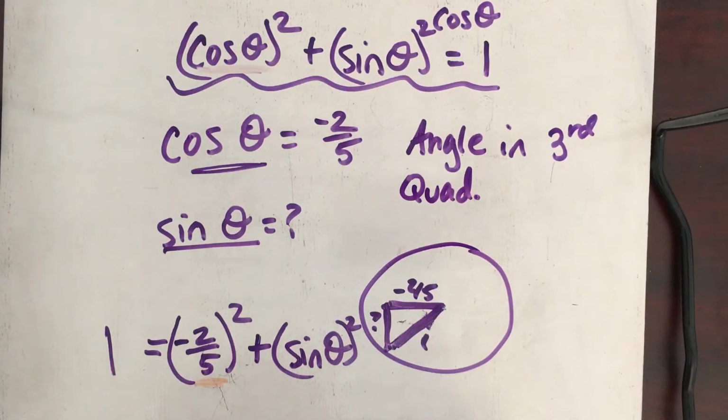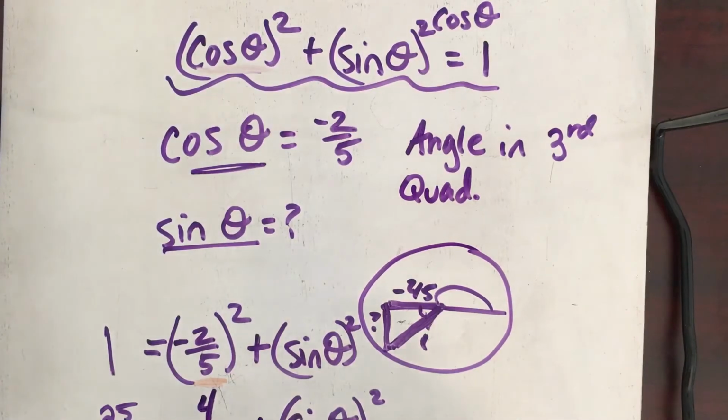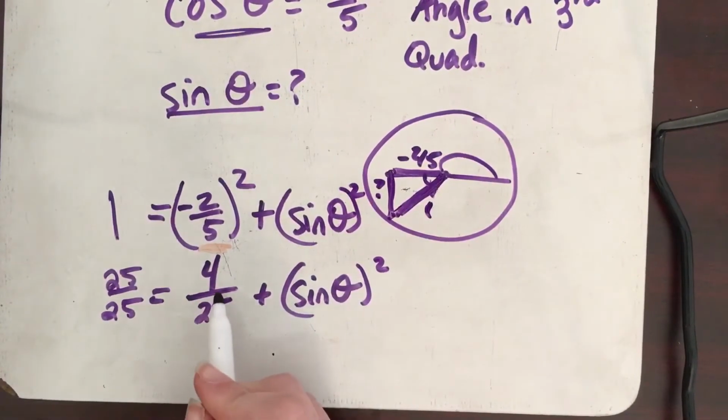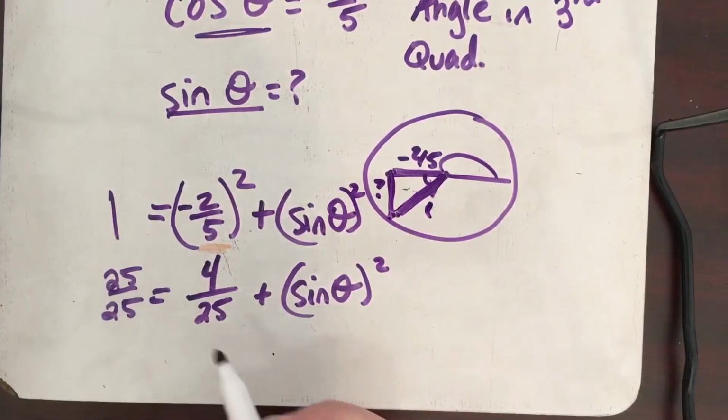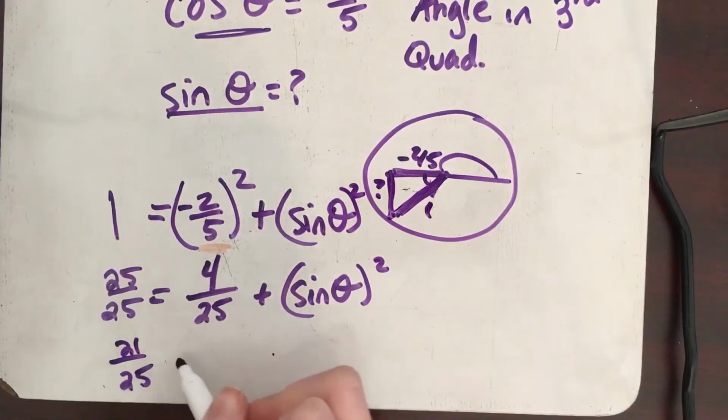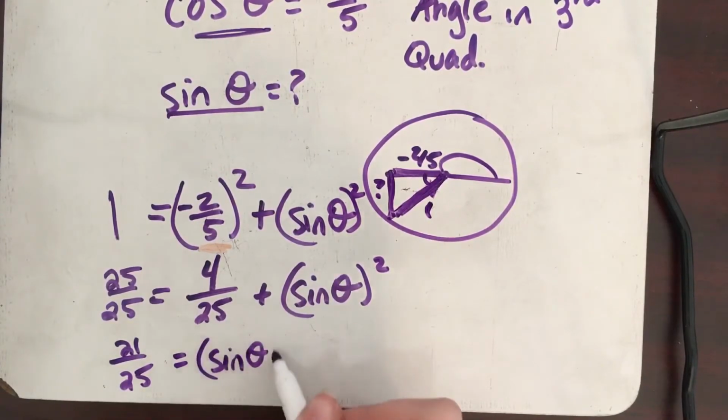So again, I'm going to do this without a calculator and without making things into decimals, just so we can be a little bit more precise. So -2 squared would be a 4. 5 squared is going to be 25, plus our sine of theta squared, which again, I'm just trying to find sine, which is the height, so I really don't need to know what this entire big angle is. It's going to equal 1, or I'm going to say 25/25. So if I take away 4/25 from 25/25, I'd have 21/25. That will equal sine squared.